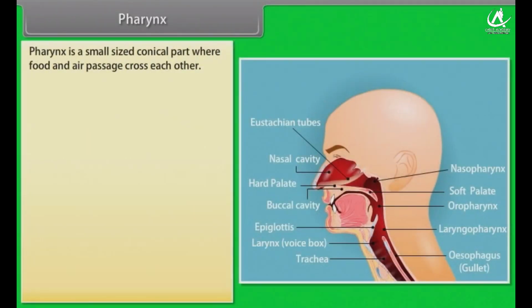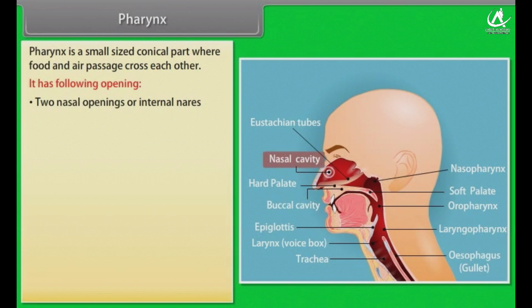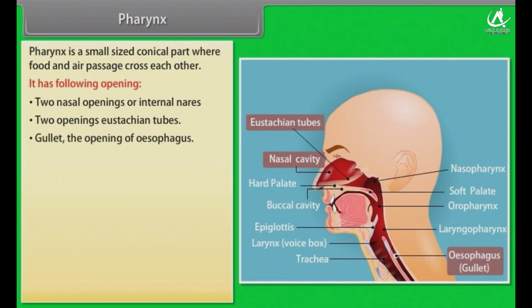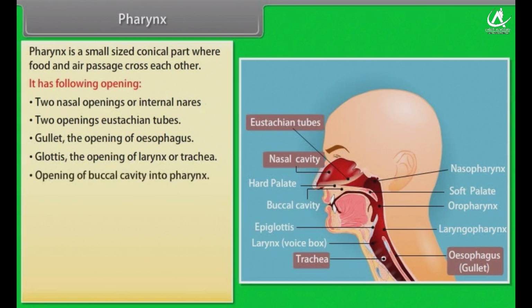Pharynx is a small-sized conical part where the food and air passages cross each other. It has the following openings: two nasal openings or internal nares, two openings of the Eustachian tubes, the gullet, the opening of the esophagus, the glottis, the opening of the larynx or trachea, and the opening of the buccal cavity into the pharynx.